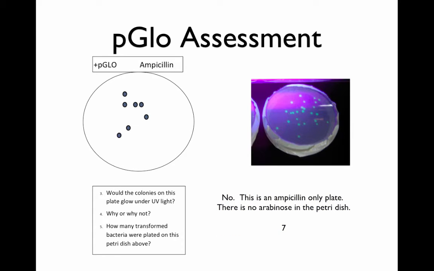The colonies would not glow because this is an ampicillin-only plate. There is no arabinose. 7 bacteria were transformed and grew into the 7 visible colonies in the simulated petri dish.